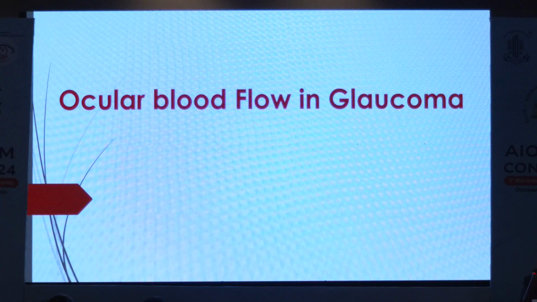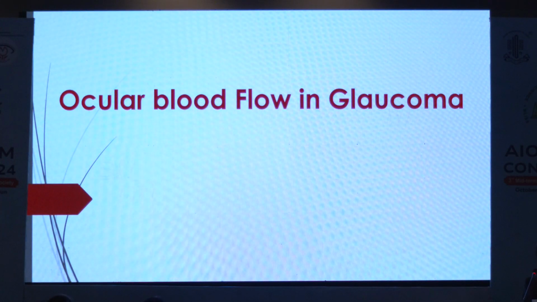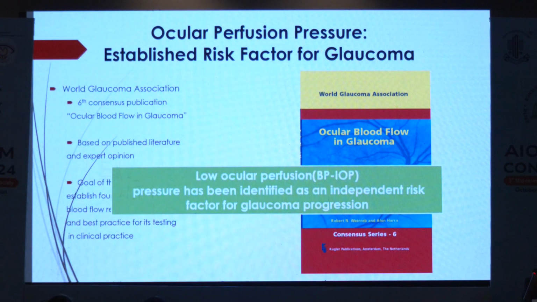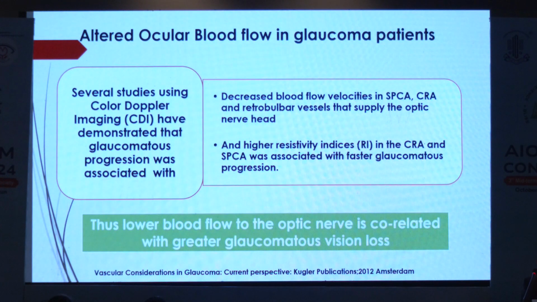So just last one or two slides for ocular blood flow. As I've been talking about, most of the factors are basically vascular. So we have a lot more role of ocular blood flow nowadays. And it has been identified as an independent risk factor for glaucoma progression. So lowering of the blood flow to the optic nerve is correlated with not only increased prevalence, but also the worsening of your glaucoma.